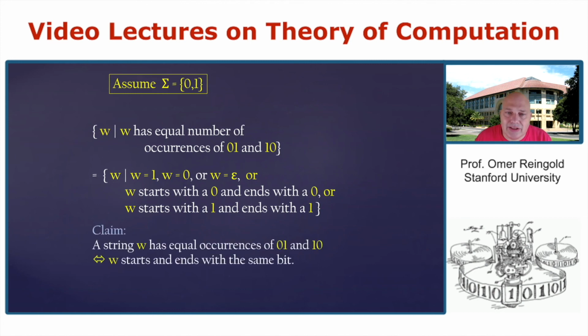Right. So this is the claim. The claim is that a string W that has an equal number of occurrences of 0,1 and 1,0 starts and ends with the same bit. And again, this is not hard to prove. The regular expression gives you the three special strings, 1, 0, epsilon, plus all the strings that start and end with 0, and all the strings that start and end with 1. And in the middle, they can have an arbitrary string.